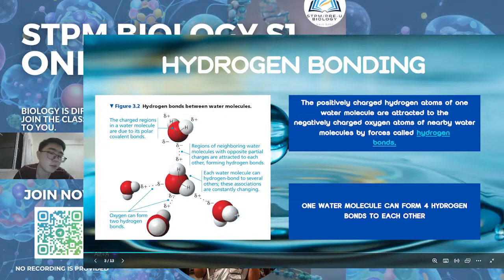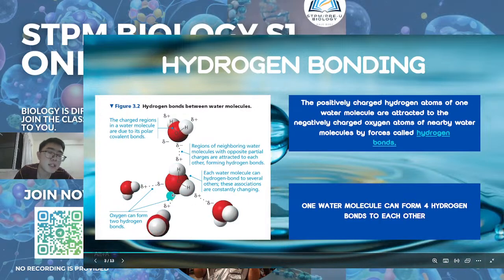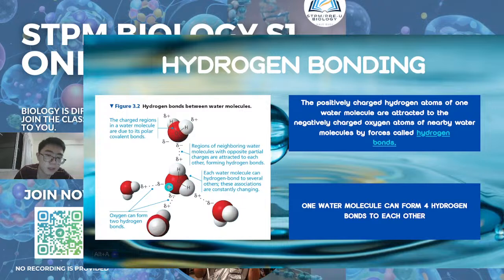So what about the other 2 hydrogen bonds? The other 2 hydrogen bonds are based on oxygen. Because oxygen has 2 lone pairs of electrons, right? If you see that, oxygen has 2 lone pairs of electrons, so it can form 2 hydrogen bonds with another 2 water molecules. So that is why we say that one water molecule can form 4 hydrogen bonds with others. Okay.